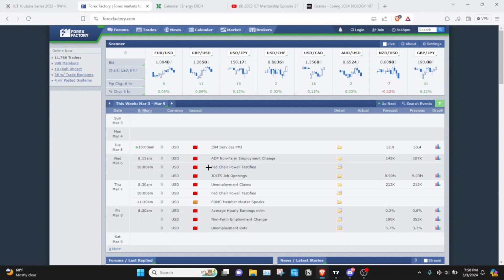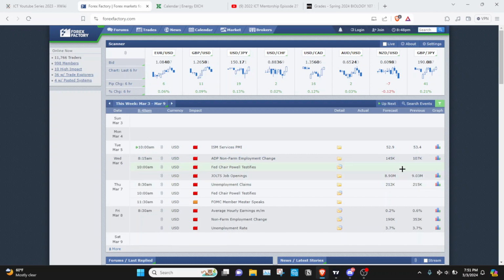Possibly, sorry, low of the week to be formed here, and then possibly around these days, Wednesday and Thursday, low of the week to be formed here. Because this is non-farm payroll, I will look to end my trading day on Wednesday. So I'll be looking only on Monday, Tuesday, Wednesday.